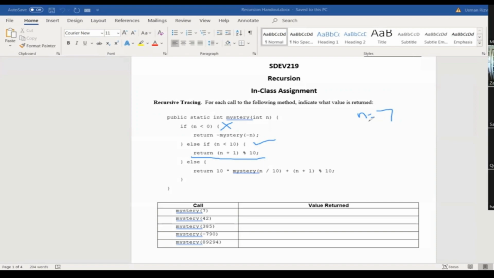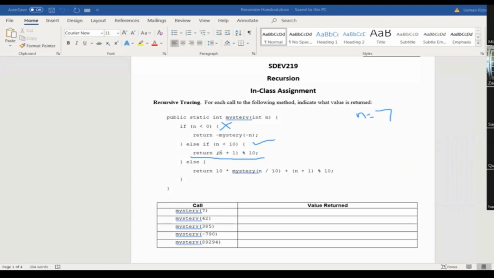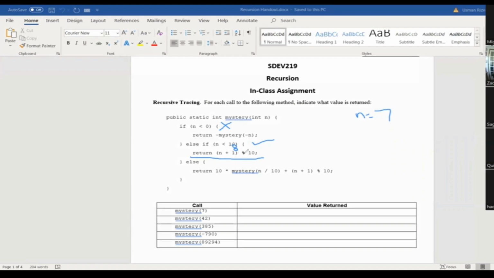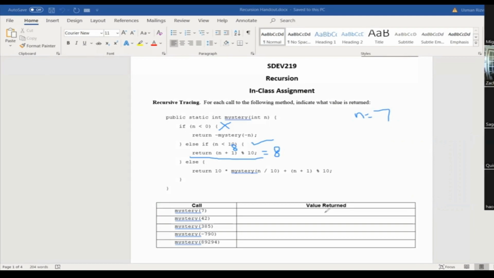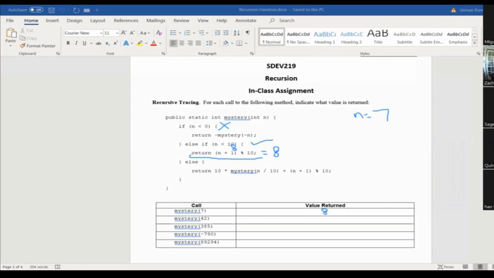So what would be printed to the screen, or what would be the return value when n is equal to 7? Let's do the math. We have n plus 1, so 7 plus 1 is 8, right? We do the parentheses first, and then we have modulus 10. 8 mod 10 equals what? 8. So the answer would be 8. Just return 8. So we actually haven't got into the recursive case yet. This was just the base case. We just calculated it like any regular function would, and we returned.